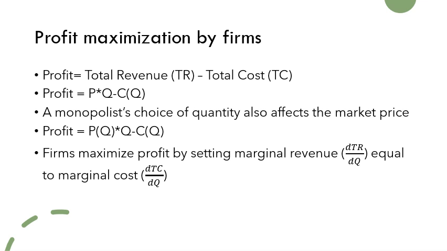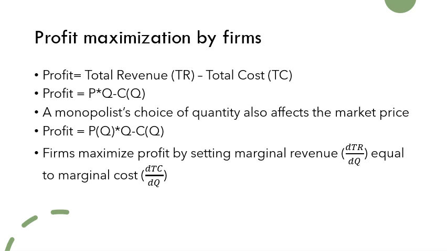Profit maximizing firms, again, let's review this. Profit equals total revenue, or TR, minus total cost, TC. Profit equals, we can substitute total revenue for P times Q, or the price times the quantity, and then for total cost we can substitute in C of Q, that's cost as a function of quantity.